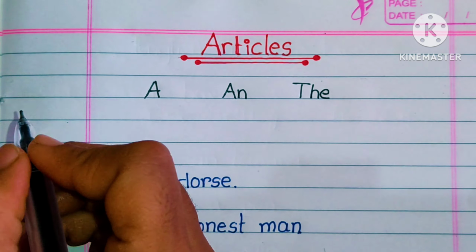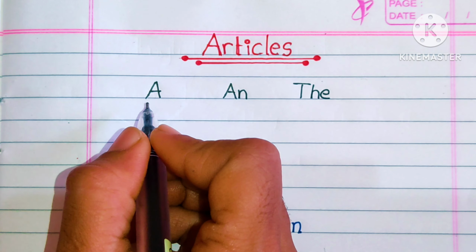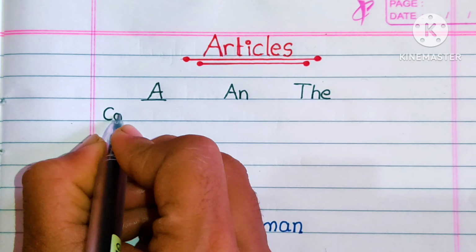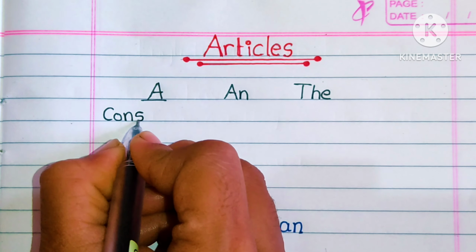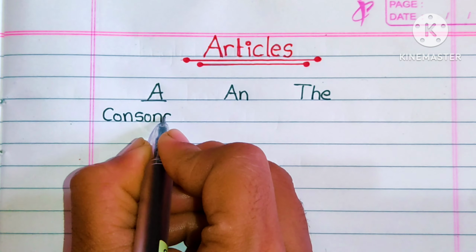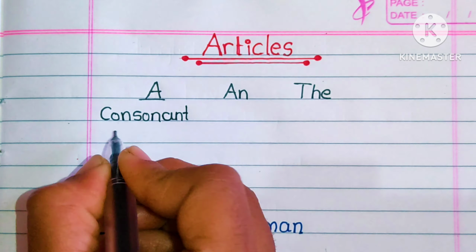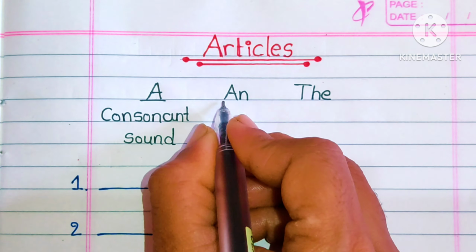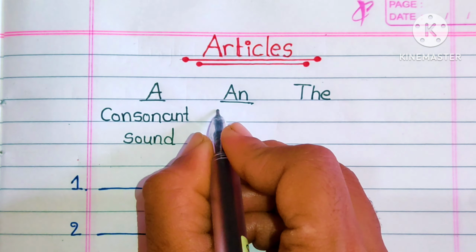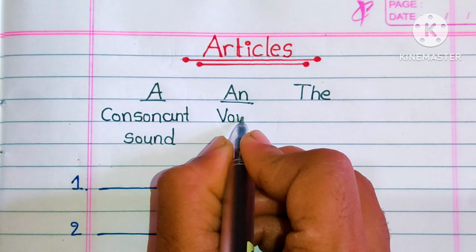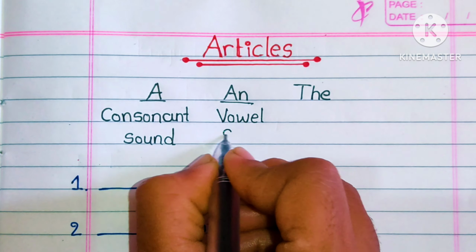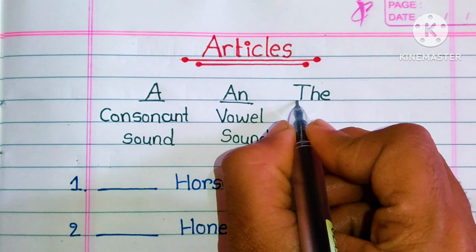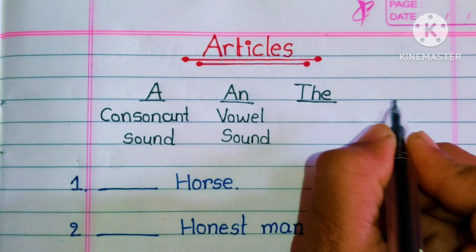We use these words many ways, but how to use them, let's see today. Here A is used when it has a consonant sound. And an is used when it has a vowel sound, like A, E, I, O, U. These are vowel sounds. And the is used for a specific noun or the one of a kind.